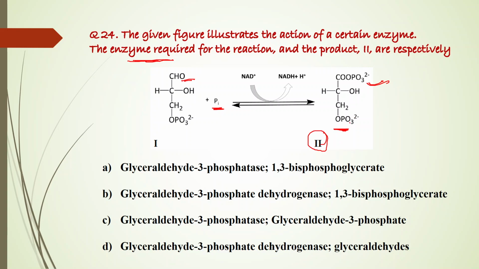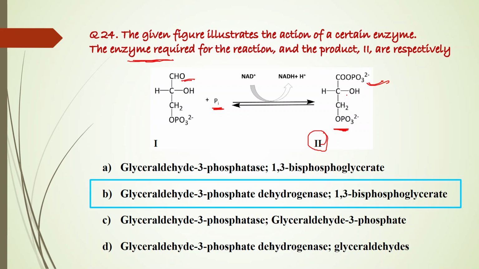So what should be the name of this compound? 1, 2, 3. So 1,3-bisphosphoglycerate. That should be the name, obviously, because at the 1 and 3 positions you have your phosphate groups. So 1,3-bisphospho, and the basic structure is glycerol. From that we have C double O minus, so it is our glycerate. So the product is glycerate, and what enzyme should take place? Glyceraldehyde 3-phosphate dehydrogenase. That is the reaction.